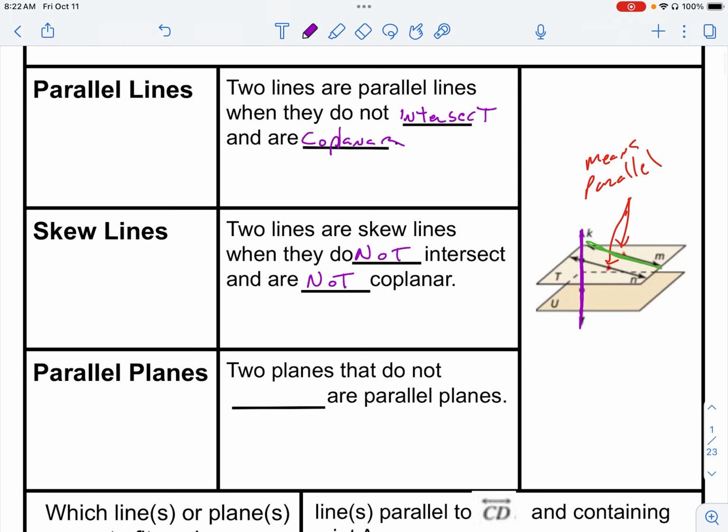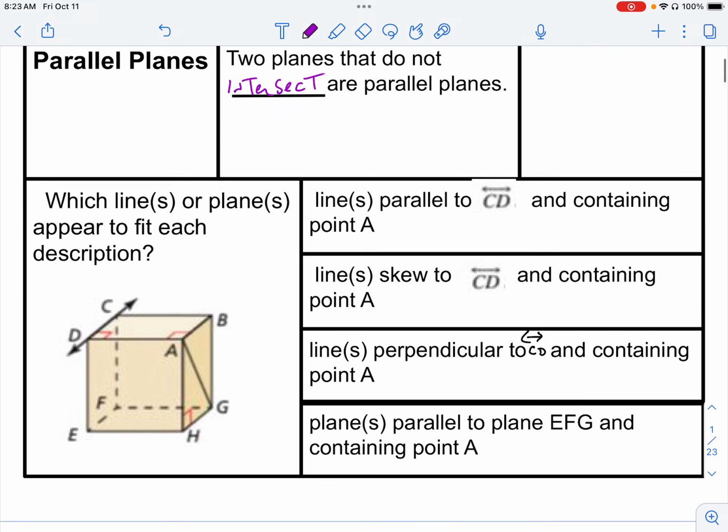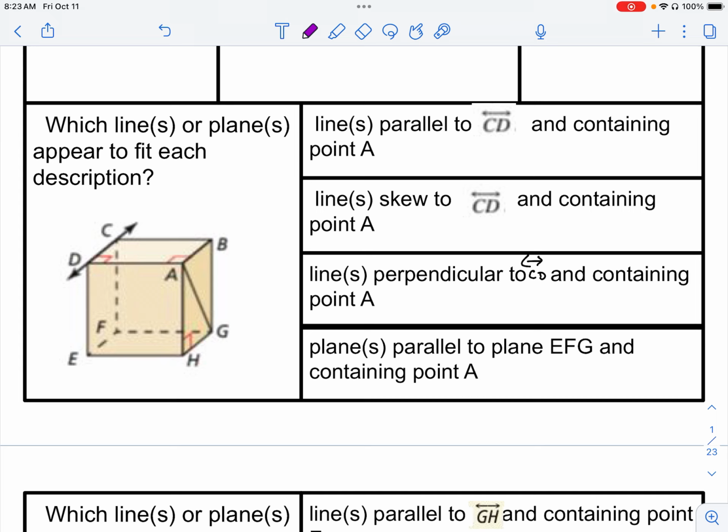And then parallel planes, two planes that do not intersect are parallel planes. So planes T and U are parallel. Think of them like the floor and the ceiling. You can stretch them out forever and they're never going to touch each other. So let's look at some examples and talk through them.